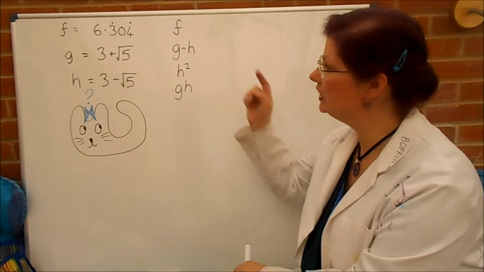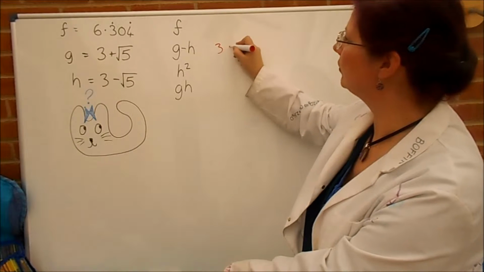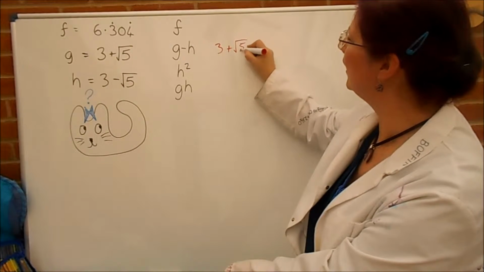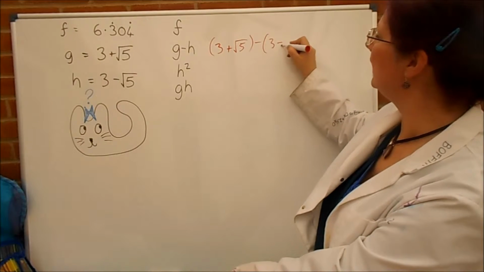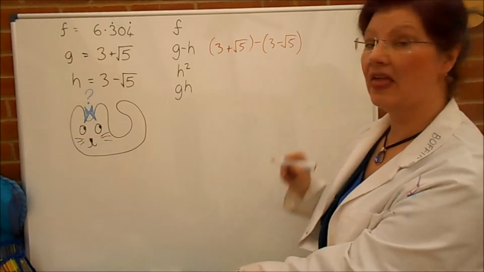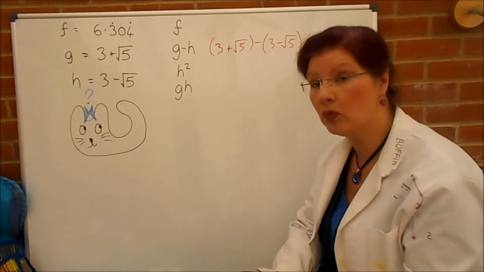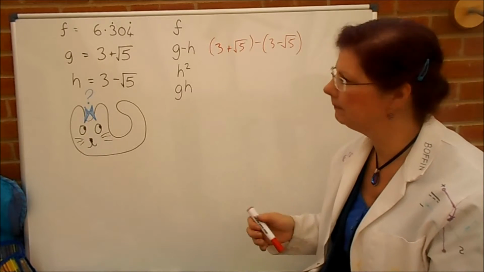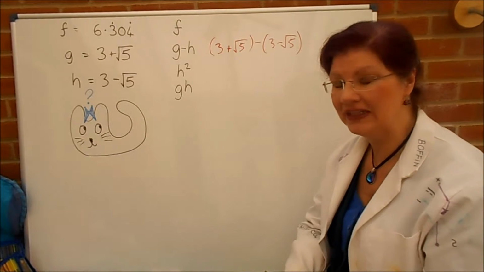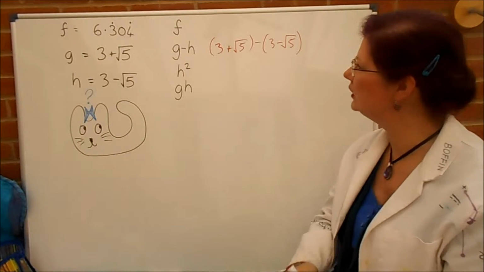Right, for the next one, G minus H. Okay, G minus H is equal to 3 plus root 5, that's my G, minus 3 minus root 5, that's my H. Now the rational and irrational bit in these is concerning the square roots. The square root of 5 is an irrational number. 3's fine, but anything with root 5's in is going to be irrational. So let's just simplify that and let's see where we get to.